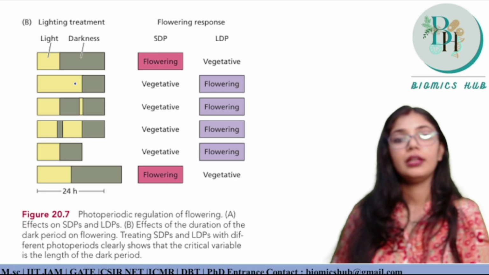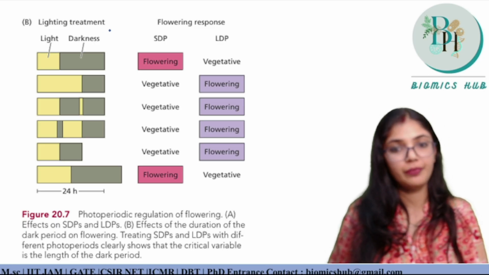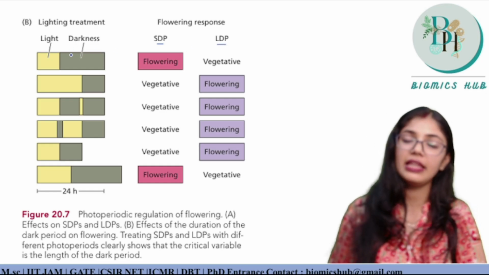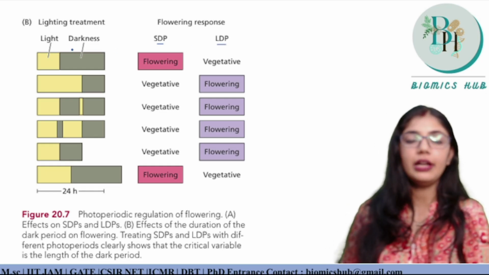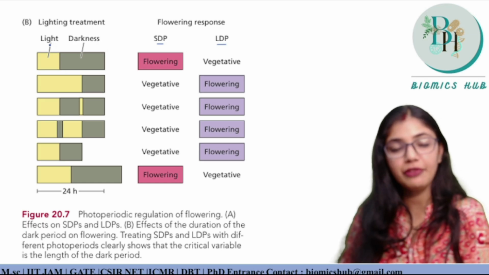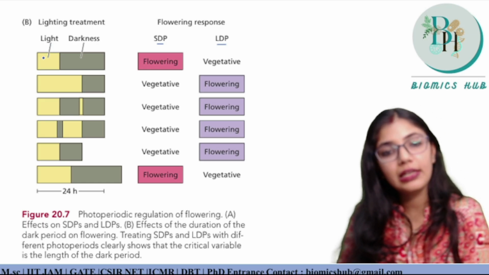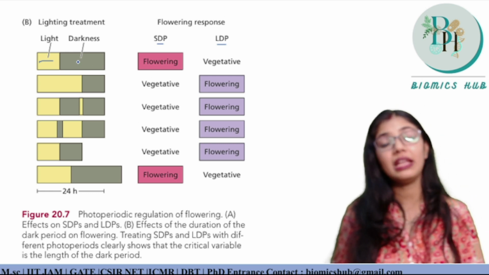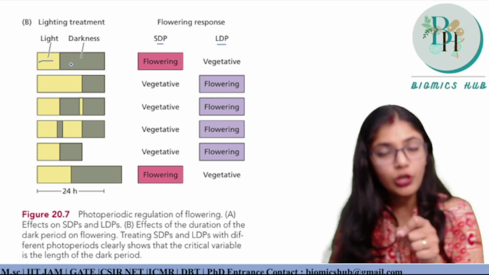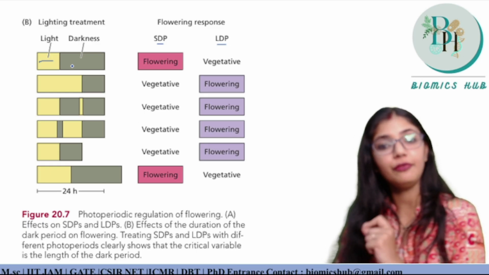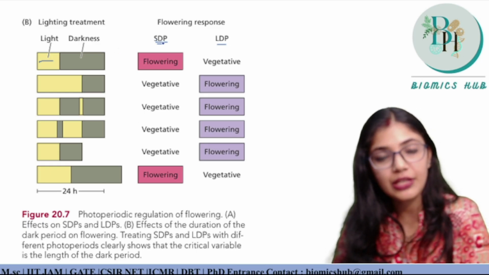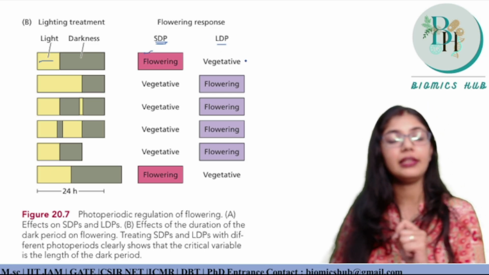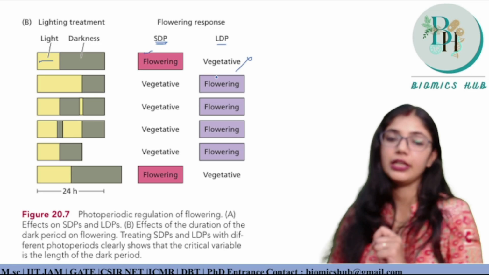Again we will see this. So here this is a light treatment, and what will take place in case of a short day plant and a long day plant? Here we can see that there is a critical photoperiod, and the light condition is less and the dark condition is more. That means when the dark condition is more, a short day plant can flower. In case of a short day plant we can see the flowering, but in case of a long day plant there is no flowering, it is in the vegetative state.